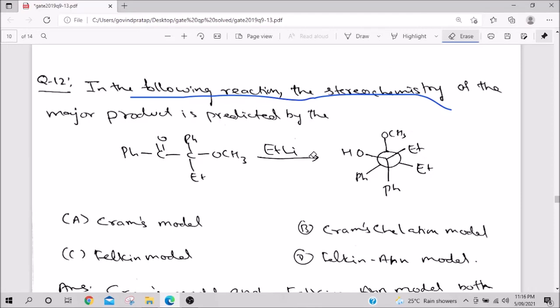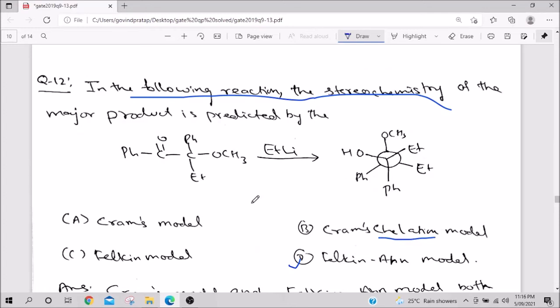If you see any modern book, even Clayden, they don't talk about Cram's model. One small line will be there about Cram's model. They always talk about the Felkin-Ahn model. But the interesting thing is the Felkin-Ahn model also says that, but what they were asking for is basically this chelation word.